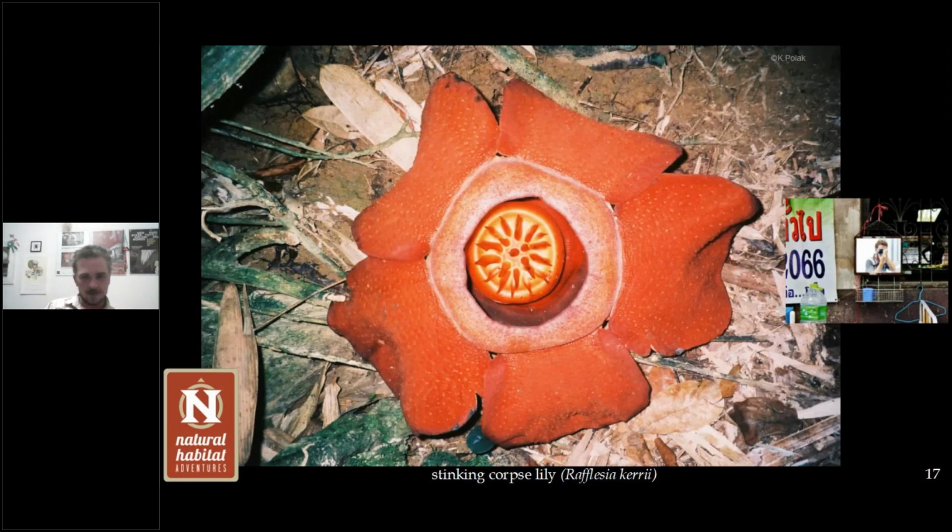The red flowers typically have a diameter of up to 3 feet and have a really typical awful smell of rotten meat, of course, to attract flies for pollination. A specimen found in 2007 in Malaysia measured 44 inches, which is impressive for a flower.